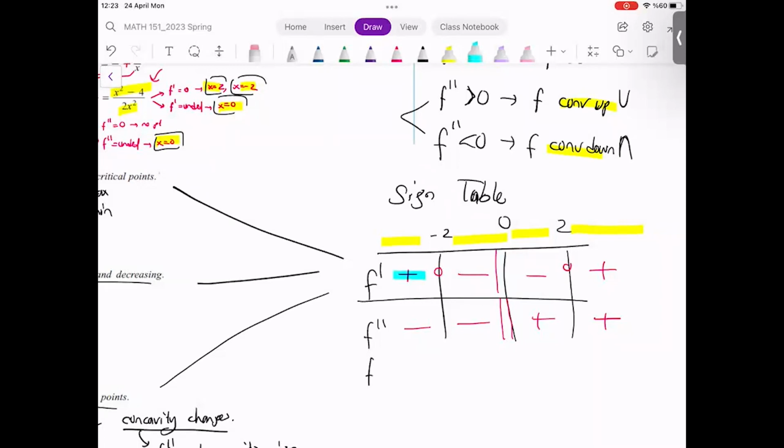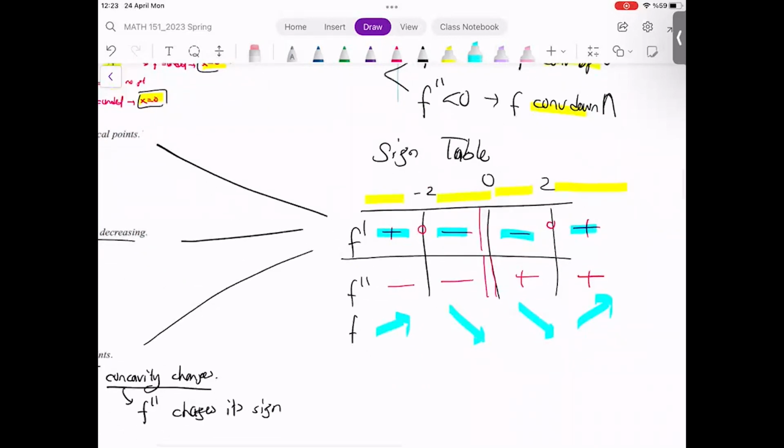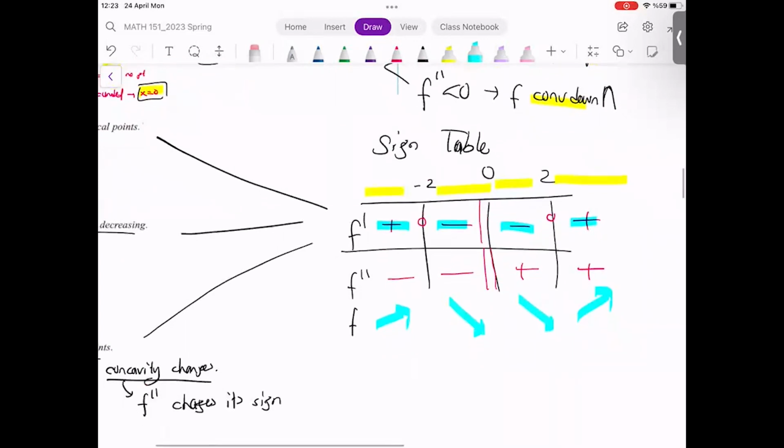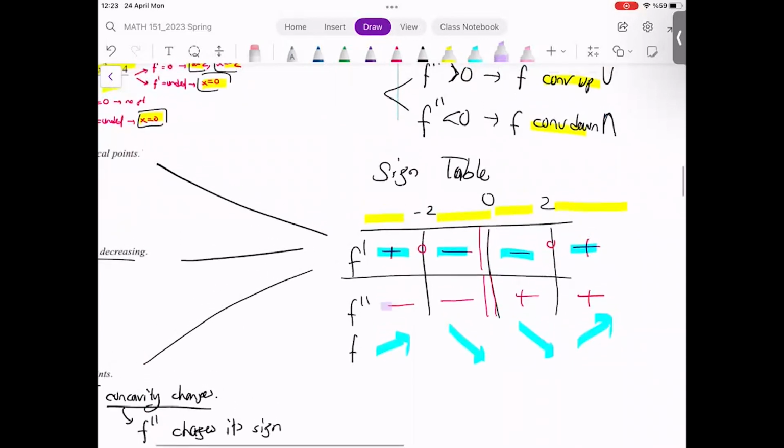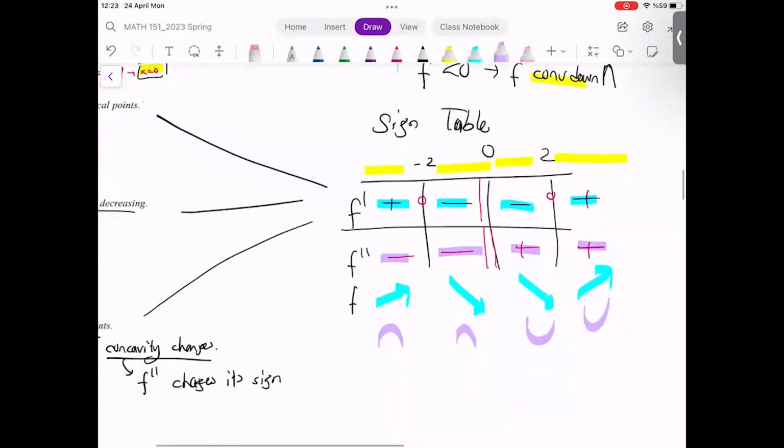Plus means f is increasing. Minus means decreasing. Minus, decreasing, plus, increasing. You decide increasing, decreasing intervals like that. And by looking at the second row, the second derivative function row, you can decide whether it is concave down or concave up. If it is plus, concave up. If it is minus, concave down.